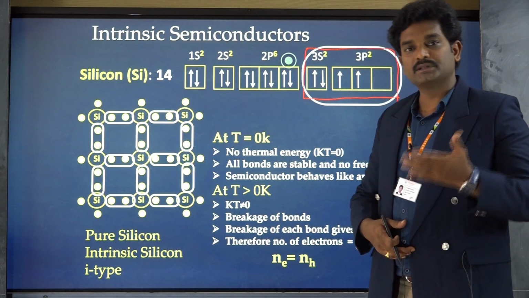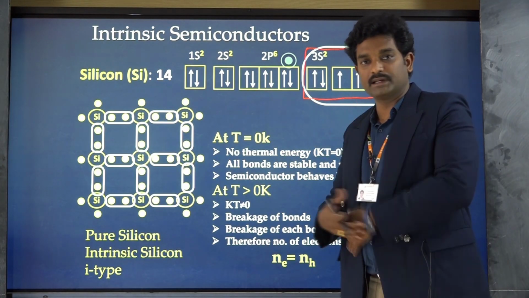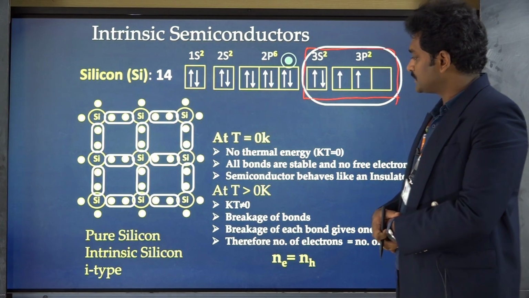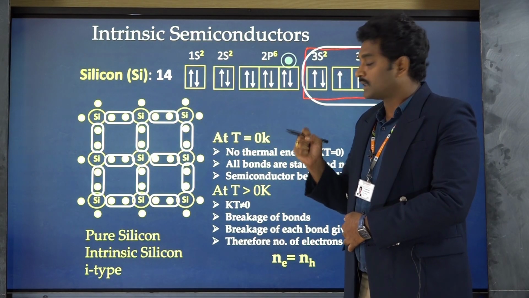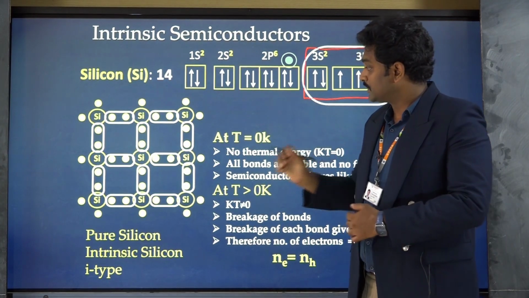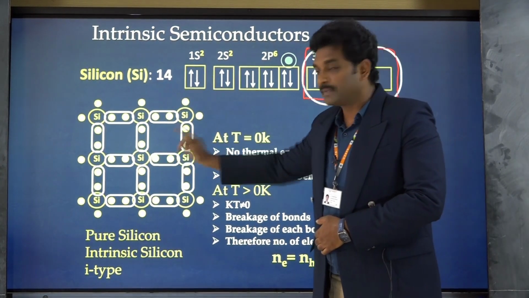Okay, let's come to room temperature, then 10 degrees, 20 degrees, 30, 40, 50 like that. At some particular temperature, the crystal will take that thermal energy. When the thermal energy is sufficient to break this bond, what happens? The bonds will break.